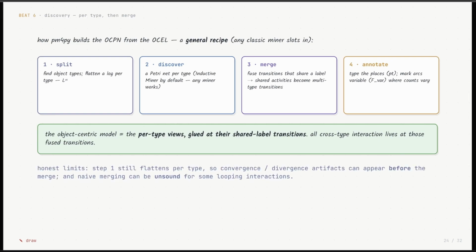But here you have limitations. First of all, the flattening that you're gonna do here is problematic because you're gonna be creating convergence and divergence artifacts, and they can sneak in before the merge. And naive merging, which is here, can produce an unsound model for certain looping interactions between objects. So that's the second issue. So you can't do it naively. Of course, there is research on how to do it in a non-naive way, but these are the 2 honest limitations we have.